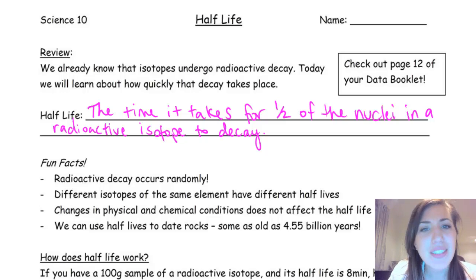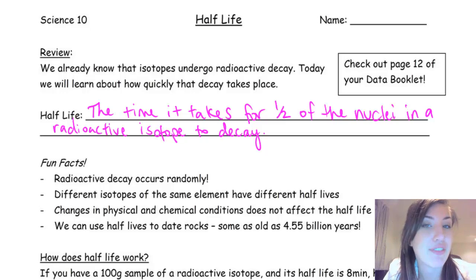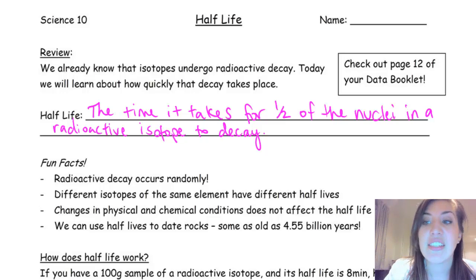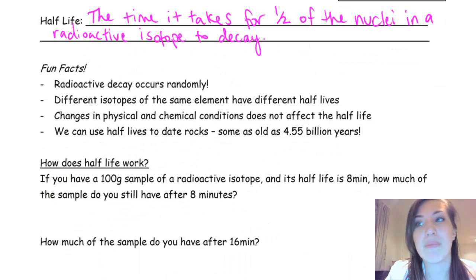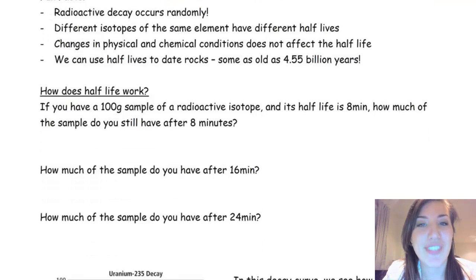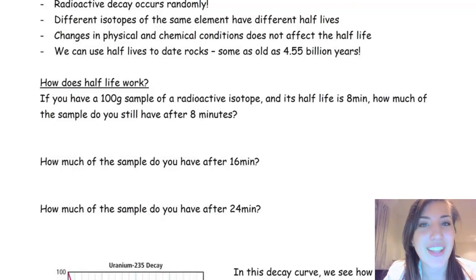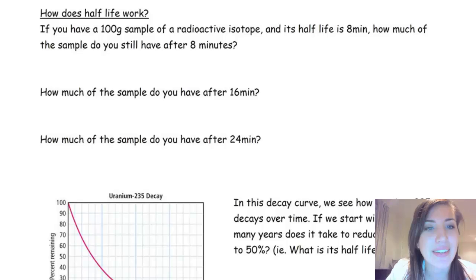So some fun facts about half-life. Radioactive decay occurs randomly. Different isotopes of the same element have different half-lives. So for example, carbon-14 versus carbon-12 would have different half-lives. Changes in physical and chemical conditions don't affect the half-life, and we can use half-life to date things from seconds to billions of years. That's how we've dated how old the rocks are in the earth, or how old bones can be. So how does this work exactly?